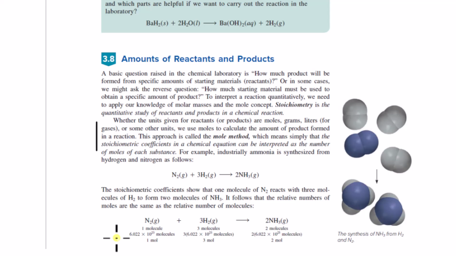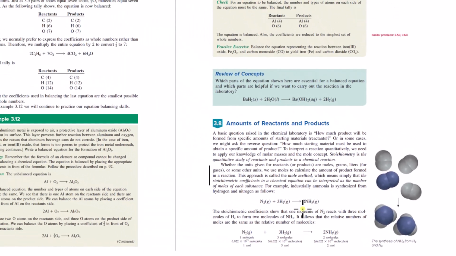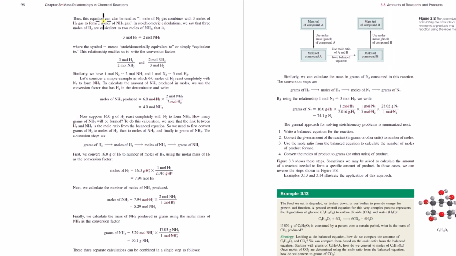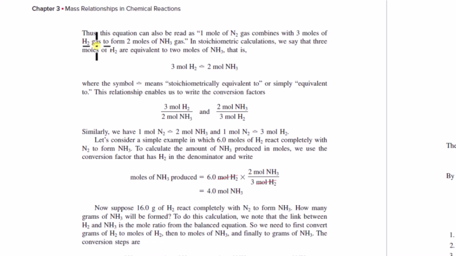All we've done with the mole is just scale everything up by the same factor, like we would do if we described this in terms of dozens. With moles, we're still just talking about counts of molecules, which is exactly what the chemical equation is based on, counts. A certain count of N2 molecules reacts with a certain count of H2 molecules to produce a certain count of NH3 molecules. Thus, this equation can also be read as 1 mole of N2 gas combines with 3 moles of H2 gas to form 2 moles of NH3 gas.